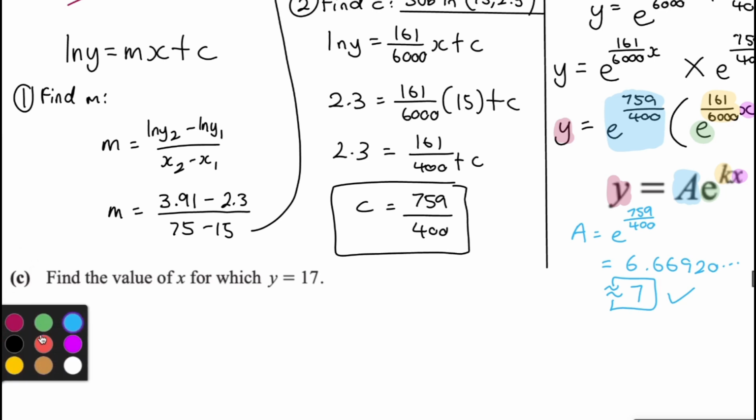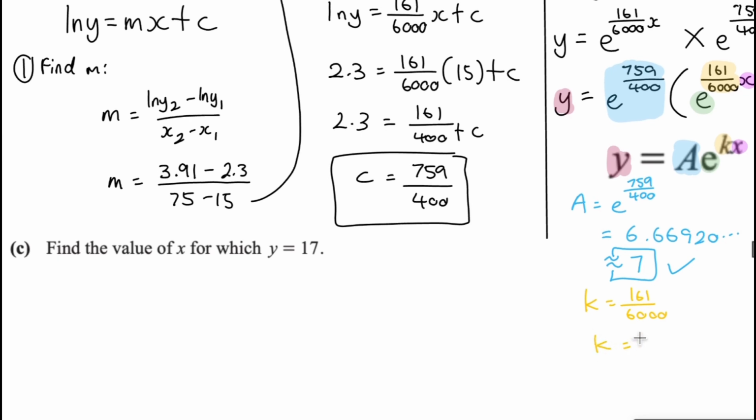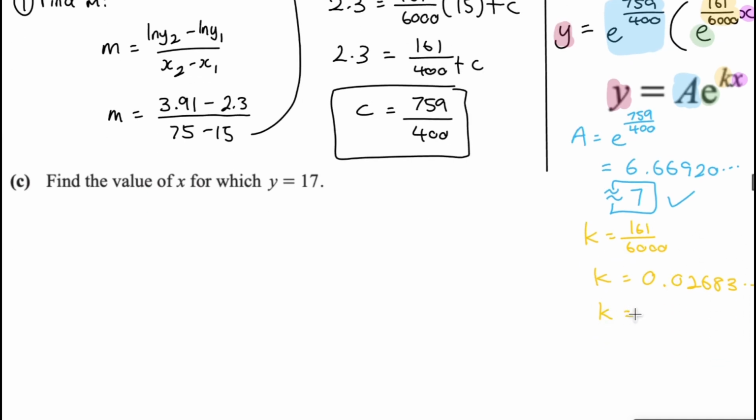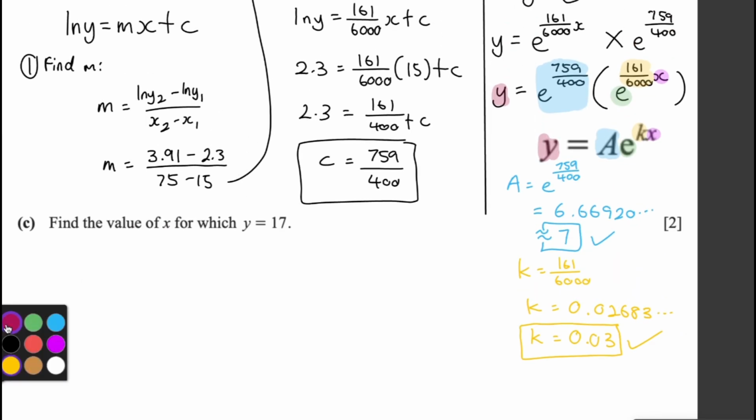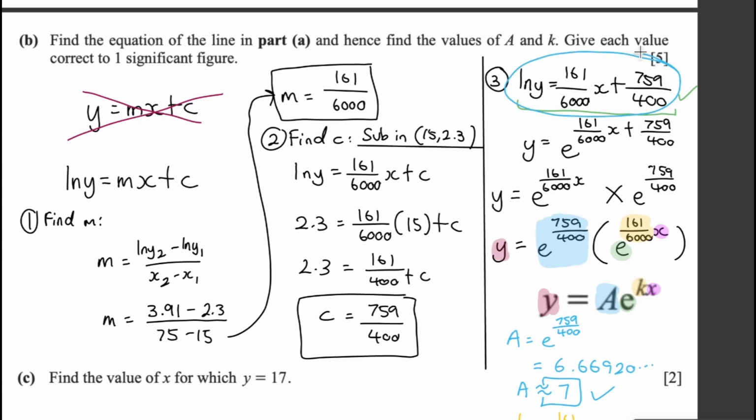And then if we look at the value for k in yellow, the value of k is actually 161 over 6000. And if we put that into a calculator, that's going to be 0.02683. And to one significant figure, that's 0.03. You would actually round this 2 up. And that would be the correct answer. So all in all, a is 7, k is 0.03, and the equation of the straight line looks like this. Let's go ahead and check the answer and see if that's correct.